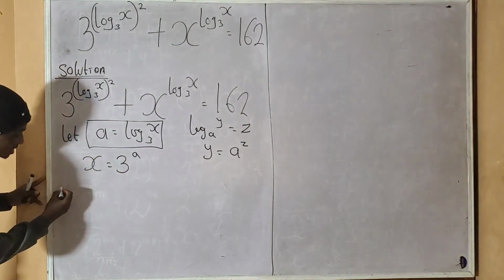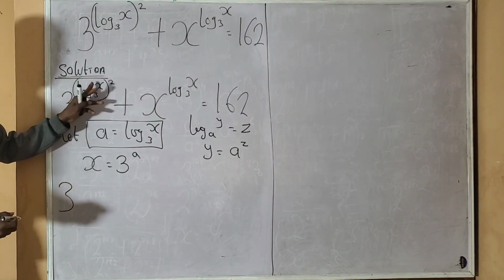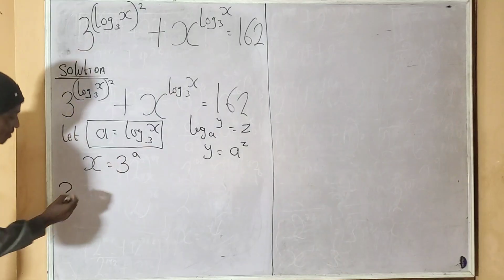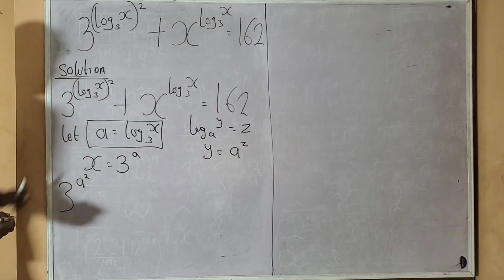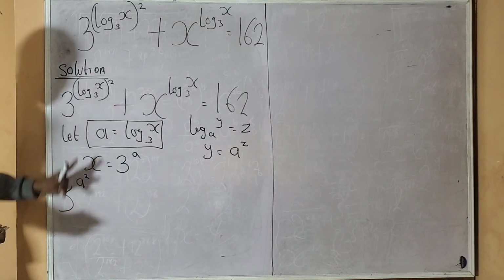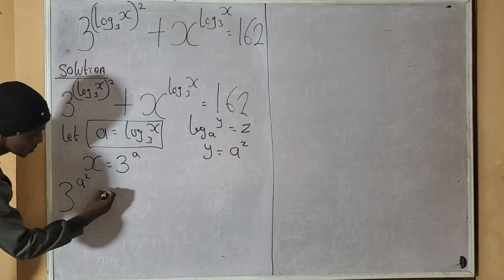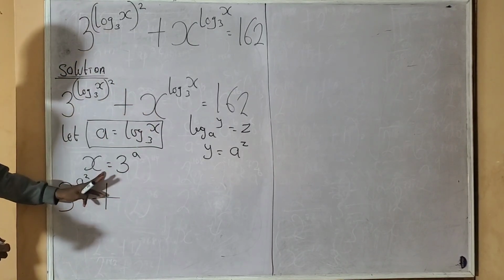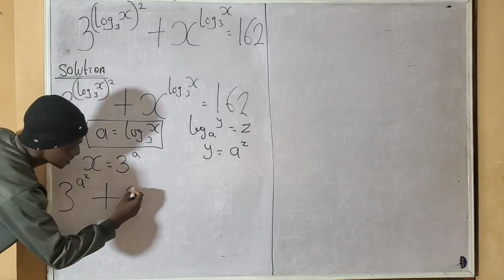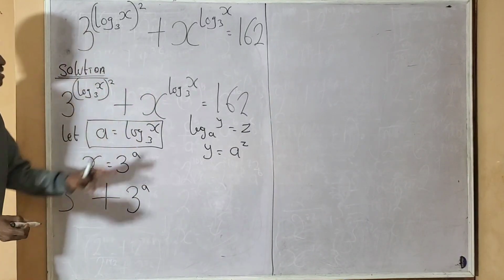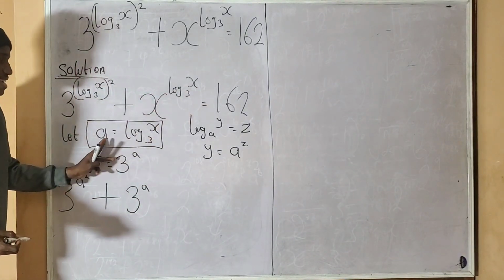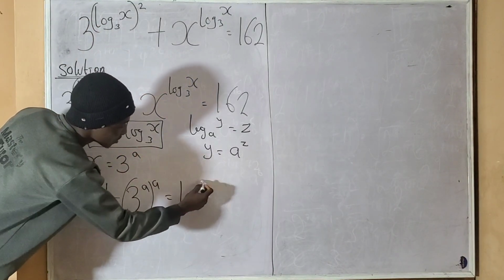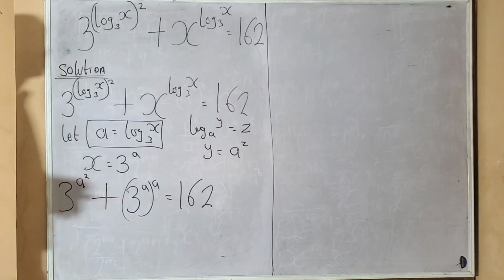So we are going to have 3 raised to the power of, now, we have log x base 3. Do not forget that a is what? Log x base 3. So I'm going to have 3 raised to the power of a squared, because we have log x base 3 squared. Then we have the addition sign. Now x, do not forget that x is what? 3 to the a. So I'm going to have 3 to the a as well. Log x base 3 is what? a. So I'm going to have raised to the power of a. This will equal 162.